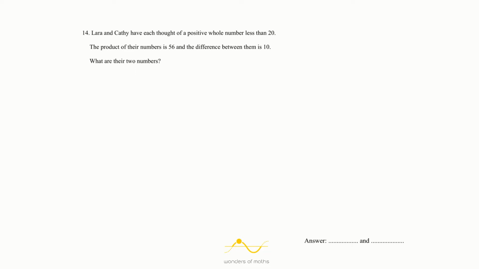First, let's translate this information into two equations. Let's call our numbers a and b. We know that a multiplied by b is 56, and we know that a minus b is 10.